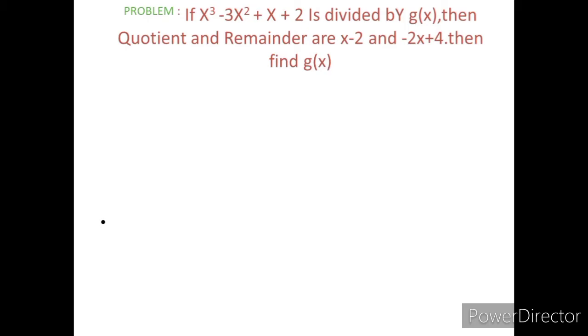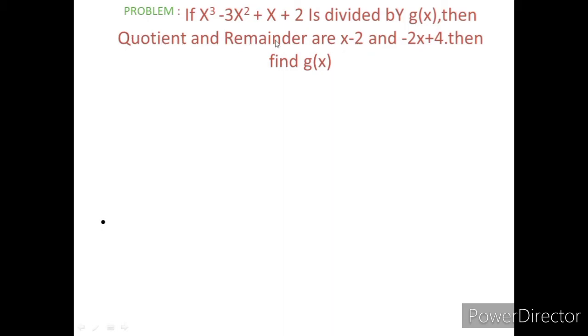So according to the problem, you have to identify what is the dividend, what is the divisor, what is the quotient, and what is the remainder. Now according to the problem, come to the second line. The quotient and the remainder are x minus 2 and minus 2x plus 4. From this line, clearly you can understand what the quotient is. Here the quotient is the first word, so the first polynomial represents the quotient. Therefore, this x minus 2 is nothing but the quotient.